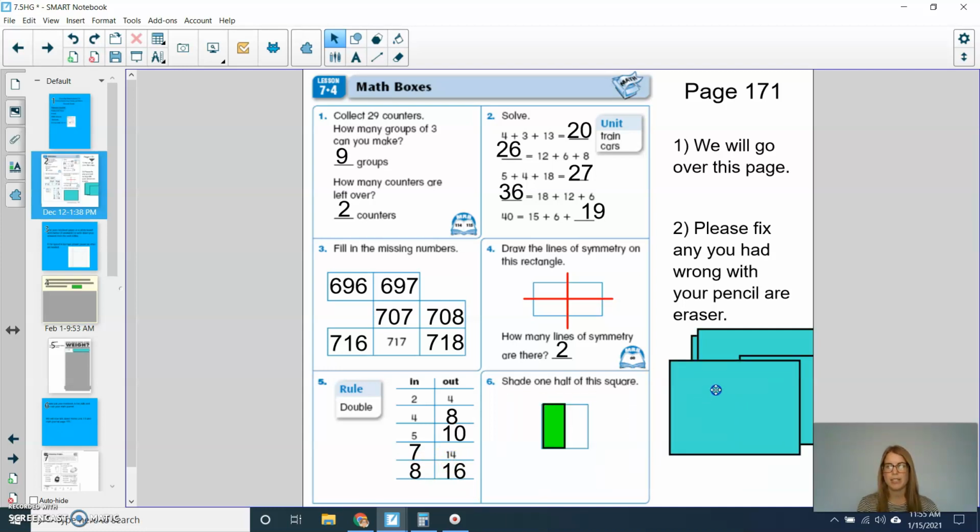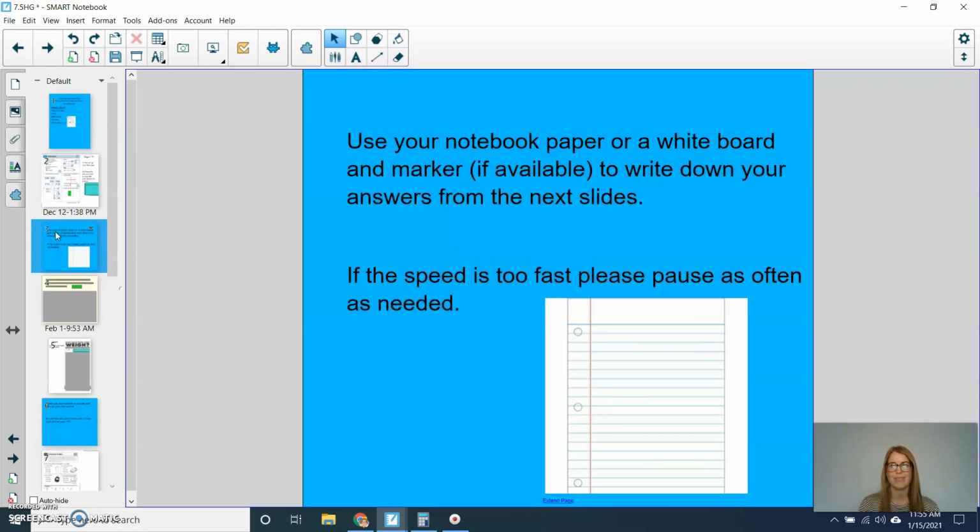For question number 6, shade 1/2 of the square. You could have shaded it like I did, or you could have also cut it across, or you could have cut it diagonally. Double check to make sure you have your page correct before moving on to the next slide. All right, for our next slide, you're going to need either notebook paper or whiteboard and marker.